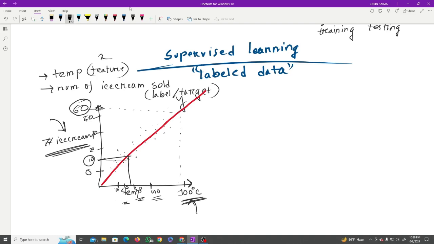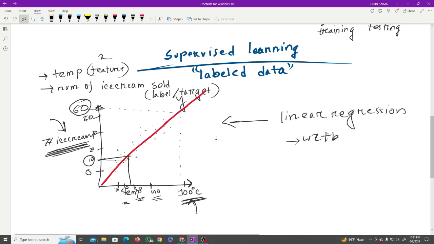Linear regression. Why? Because we have only one feature over here. So wx plus b. This is the line over here, the best fit line. And we will get into all these things in the upcoming session, but today we are just getting the basic idea. So that was for linear regression. Let's move to another topic.